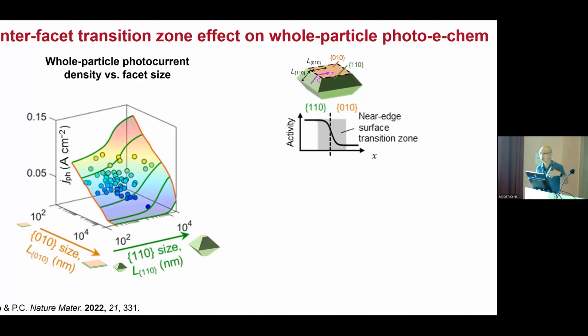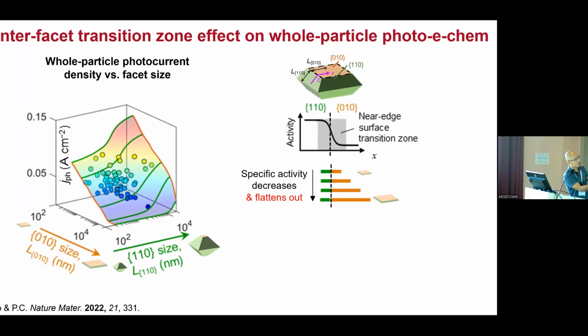Now, one can think about this before I take you through the data. What would you expect? This bismuth vanadate particle has two surfaces. We know the lateral facet, the green, is more active, whereas the orange facet is less active, and it goes through a very wide transition zone. Now, if you keep the left side, the green facet, constant and increase the size of the orange facet, so you go from this shape into that shape, you'd expect the specific activity would decrease and eventually flatten out.